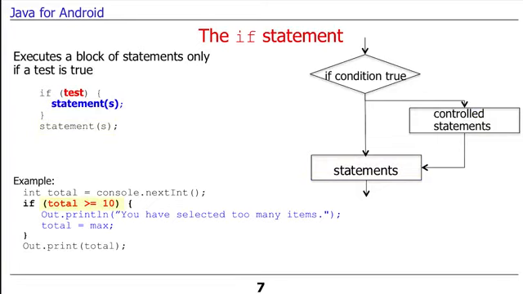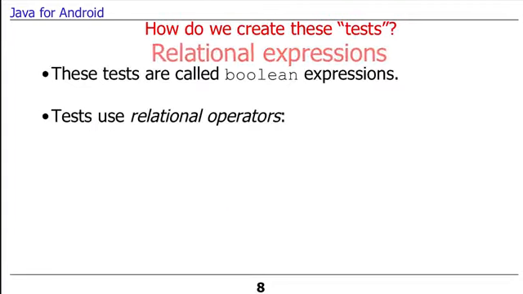Notice the syntax in the sample. If the total is greater than or equal to 10, we would execute the print statement and the reassignment of the variable total. Otherwise, these statements in blue are bypassed. How do we create these tests?